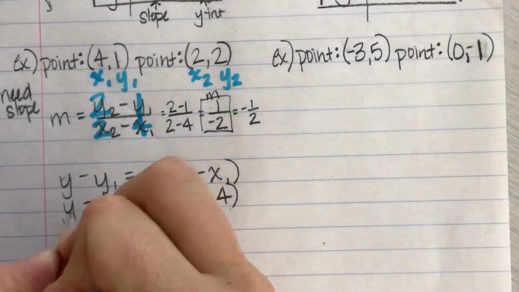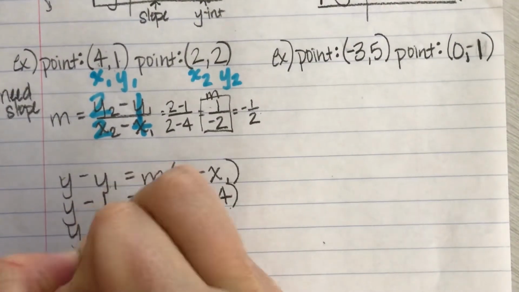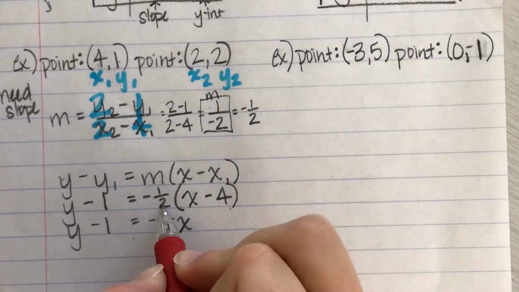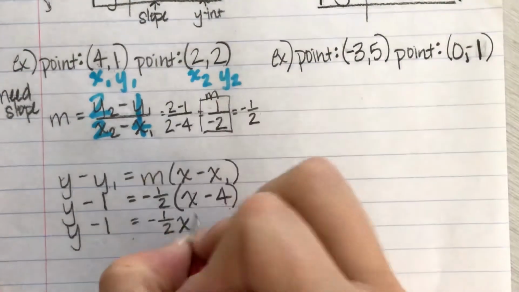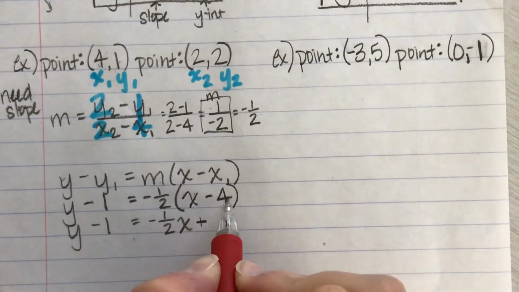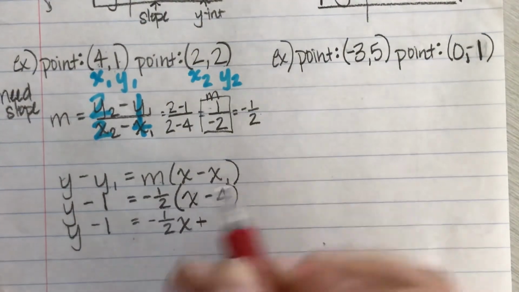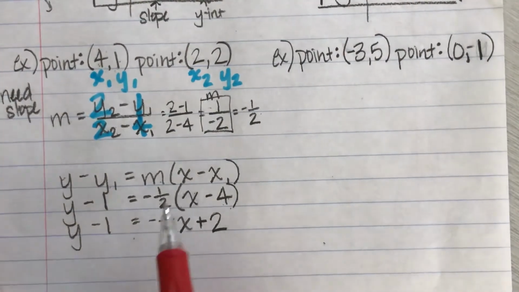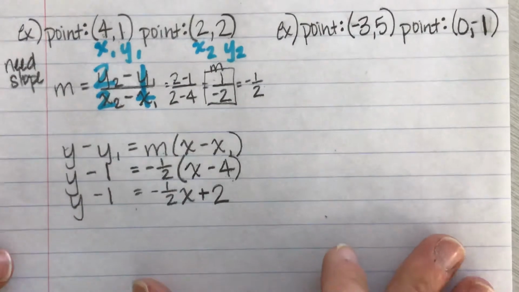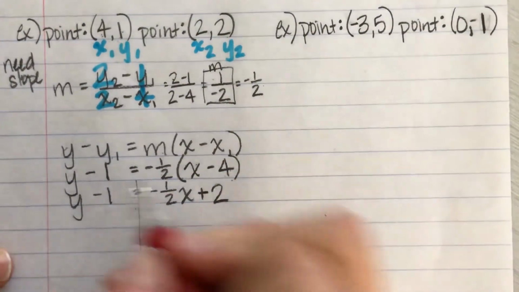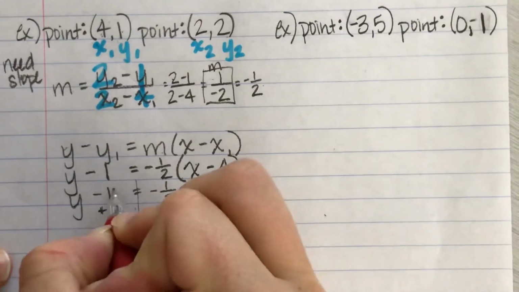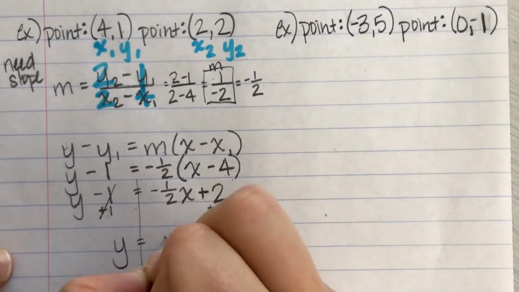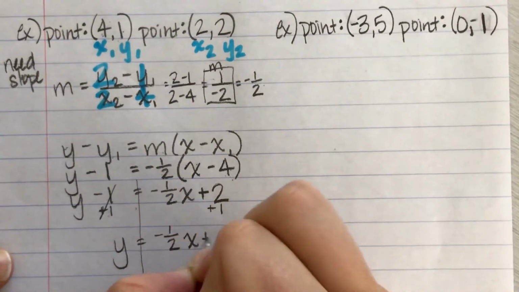Okay, when I distribute, I get y minus 1 equals negative 1/2 times x is negative 1/2 x. Negative 1/2 times negative 4 means I've got a positive, 1 times 4 is 4, but then I have to divide by 2, so that makes it 2. Again, flashback from the past, you can also just think of that as what's half of 4. It's a little easier on this one. Now I still got to isolate y, so I'm going to have to add 1 so that negative 1 plus 1 cancels out. We're also going to add 1 over here. So y equals negative 1/2 x plus 3.